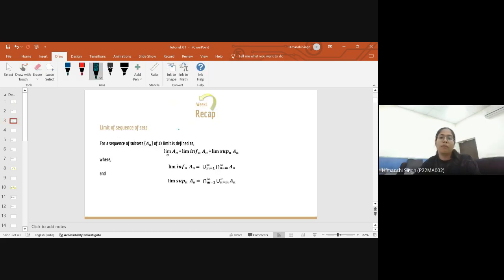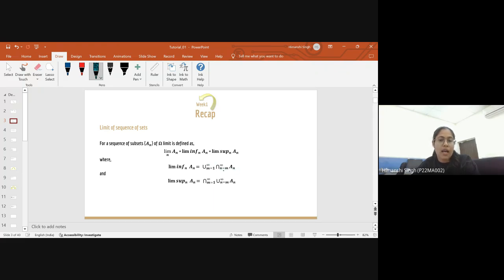To start with the concepts which you have already been taught in your week one lectures, the first thing I will be discussing is the limit of a sequence of sets. If I am considering a sequence of subsets of the universal set omega, that is An, then the limit of that sequence is defined through two concepts, that is the limit infimum of that sequence and the limit supremum of that sequence. The limit infimum was given as the union of the intersections of the sequence An.